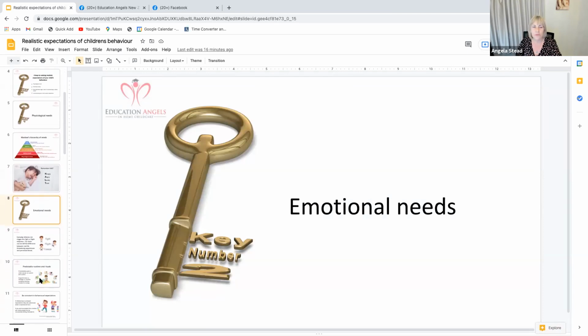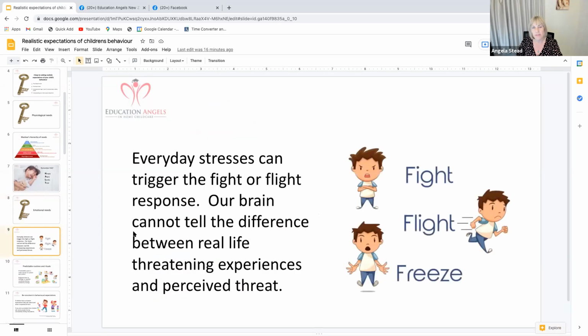So once we know our children are physically comfortable, then we start to look at those higher needs, those emotional needs. Because we know that if children are stressed, they're really not going to be listening to us. And also, as we've covered on previous webinars, a perceived stress or a perceived threat can feel as threatening as a real life threat. So if your child is feeling frightened about something, or stressed about a situation, even if you don't think it's a major deal, for a child it really can be.